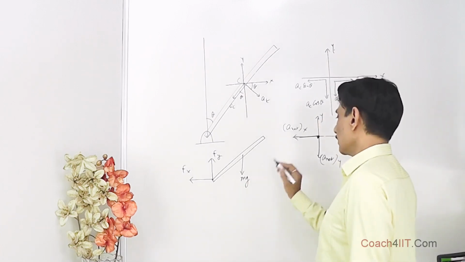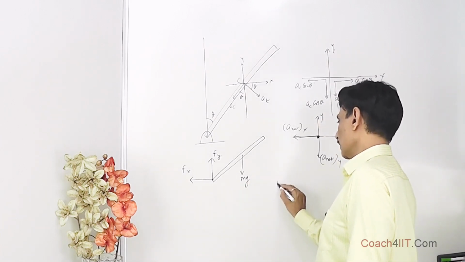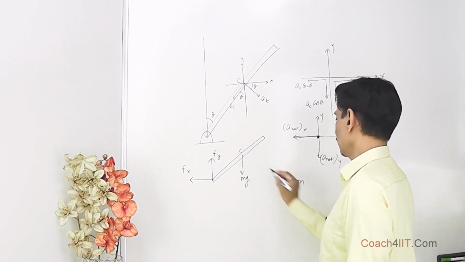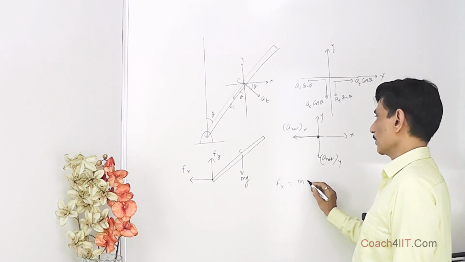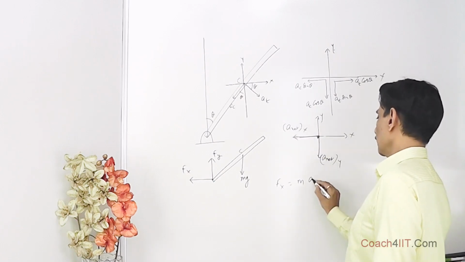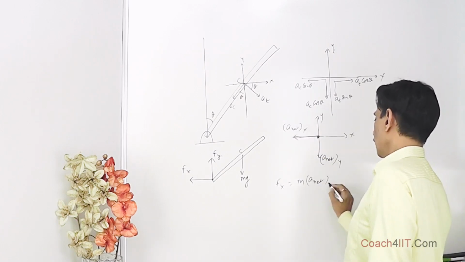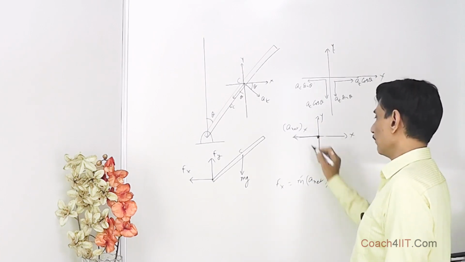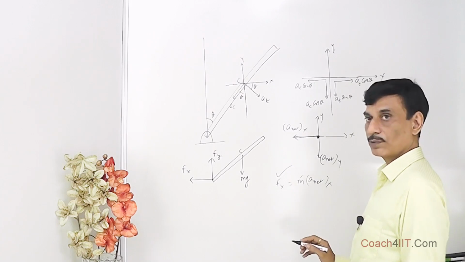Now let's say along the x-axis, force is equal to mass times acceleration. The mass of the center of mass is m, and what is the acceleration along the x-axis? We have found this, that is A net along the x-axis. So we know m, and we have found A net, so from here Fx can be found out.